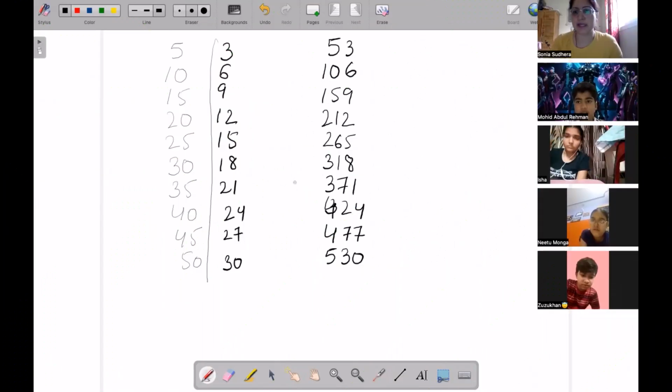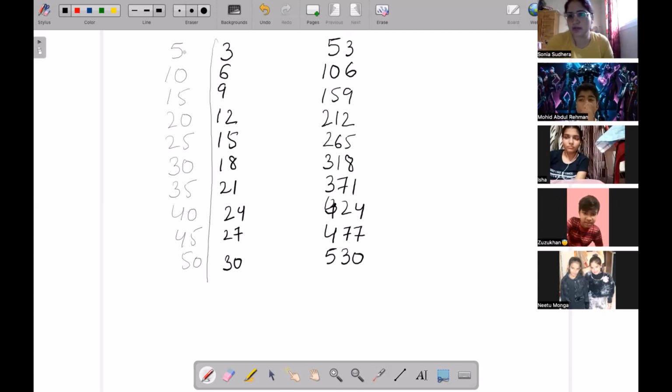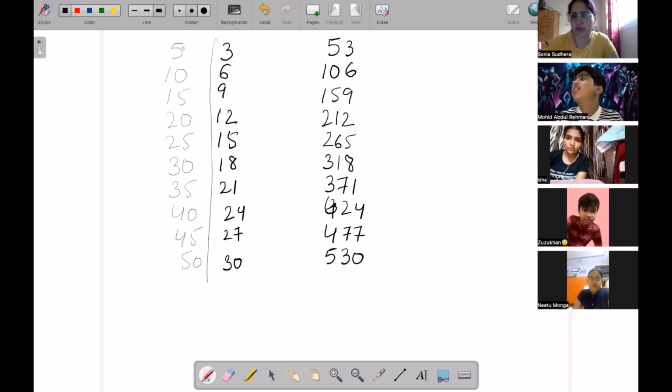I'm explaining again. This is a trick for writing a two-digit number table. We are writing the table of 53. Fine? Yes, Isha, you didn't get it? No, ma'am. Okay. First, we need to write the table of 5. If we need to write the table of 53, then on one side of this line, we need to write the table of 5. And on the other side, we need to write the table of 3. Fine? Then we need to balance it.